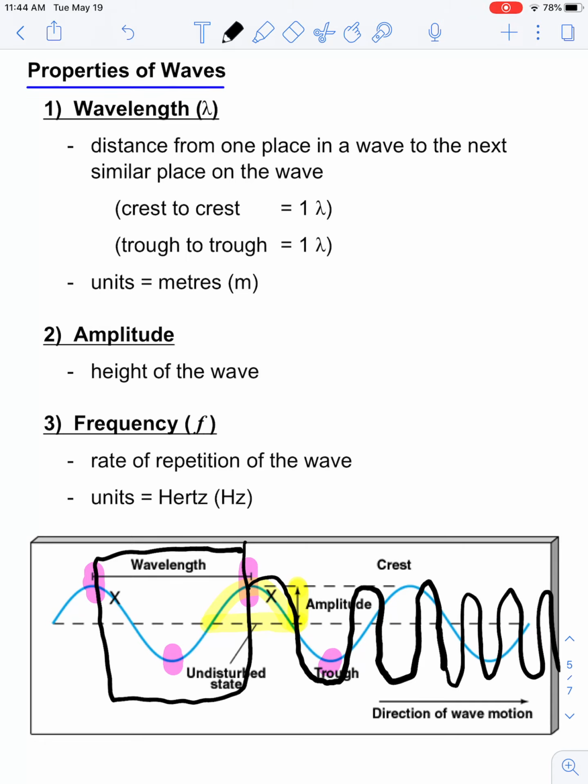So here I'm showing you the frequency increasing. It takes less time to go from crest to crest or trough to trough. So the frequency increases. You're going to see more wavelengths in less space. So that is showing an increase in frequency, and frequency is rather important when we look at the electromagnetic spectrum, which you're going to be doing later.